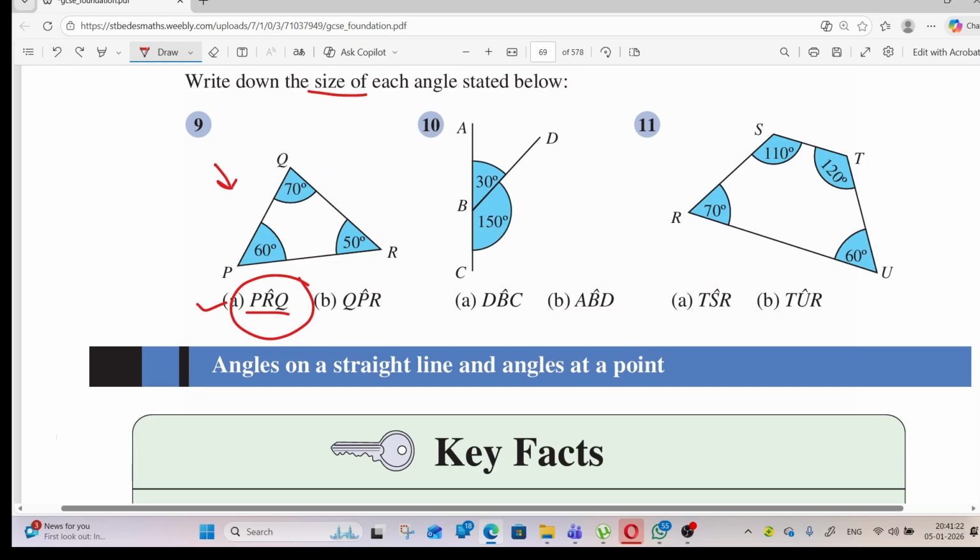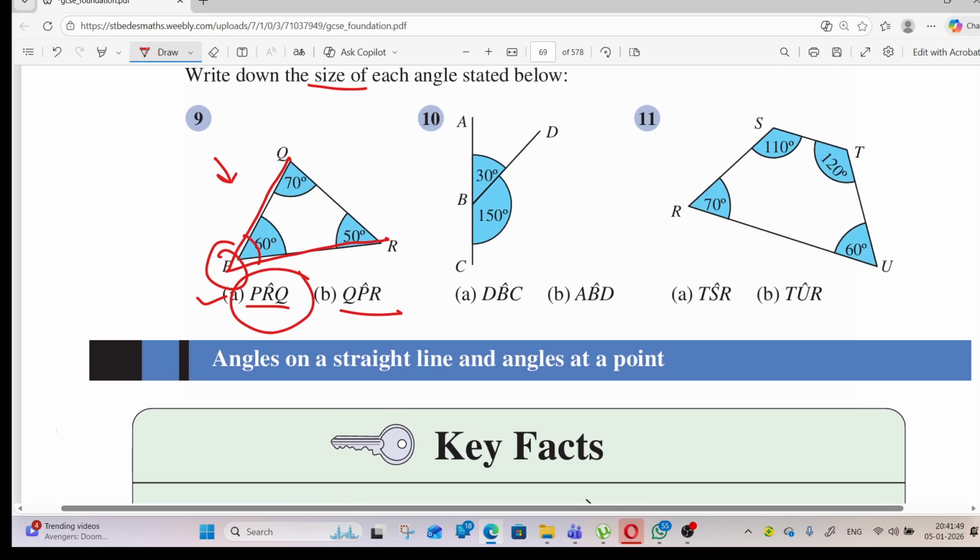And angle QPR? 60. Very good. So you can just check the middle letter, and here it is P, and the angle formed at P is 60 degrees, right? Even if you check like this, QPR, you can draw it, and where both these lines are meeting, that's your angle, right? Tell me this angle DBC.